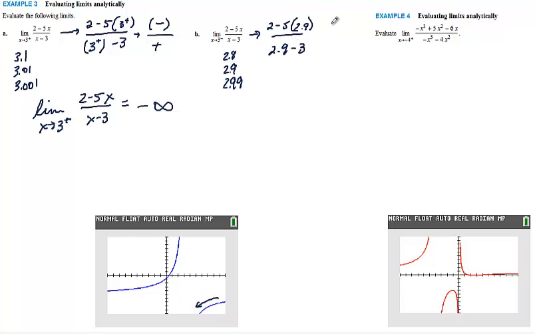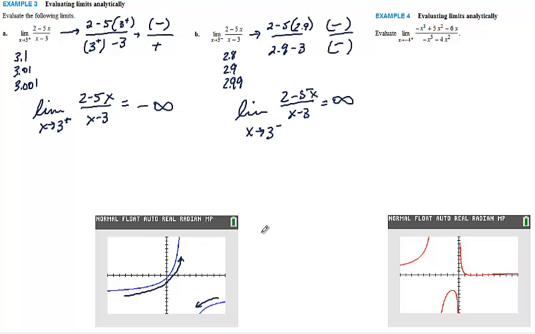So let's see what kind of sign we get. I'm going to get still a negative in the numerator, and in this case I'll get a negative in the denominator as well, and a negative over a negative is a positive. So the limit as x goes to 3 from the left of this 2 minus 5x over x minus 3 is going to be positive infinity. And I'm checking here from the left as I take my left hand and follow this line. I am indeed going up to positive infinity, so that is verified.